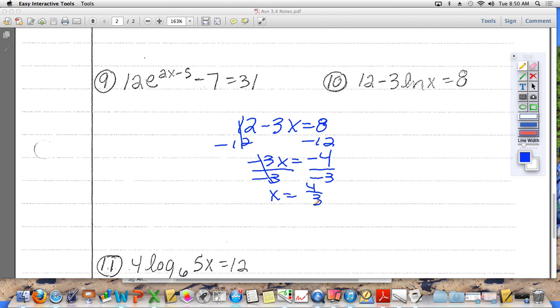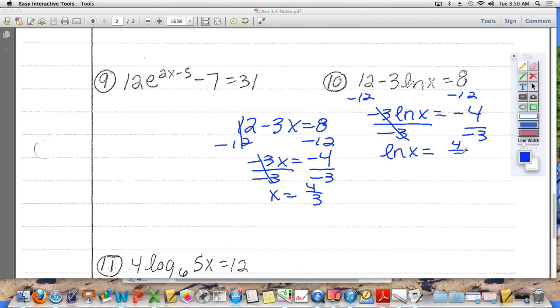All right, so we're going to treat this the same way. What are we going to do first to solve for x in that? Subtract 12. All right, so I subtract 12, same process here. So I have negative 3 ln of x is equal to negative 4. I divide by negative 3 on the left. I divide by negative 3 on the right. So I have the ln of x is equal to negative 4 divided by negative 3, which is 4/3.